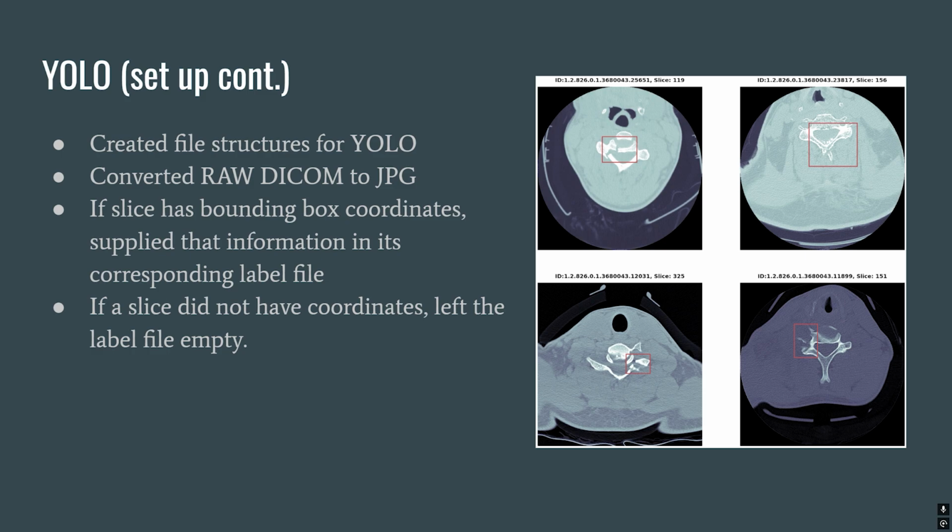After we had made a proper CSV containing all the data we need, we created the file structure required for YOLO to work. We then converted our raw DICOM images into JPEG without any pre-processing. If the image showed a broken vertebrae and had a bounding box, we created a label file stating that this was a broken vertebrae image and provided the coordinates. However, if the vertebrae was unbroken, we created an empty label file so YOLO would classify it as background.